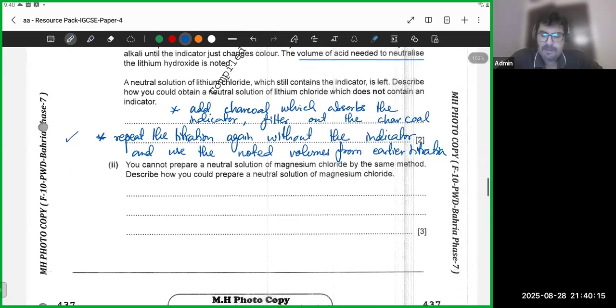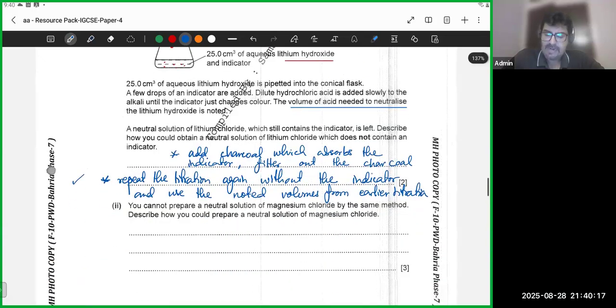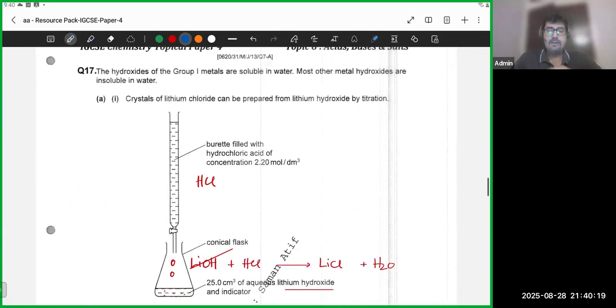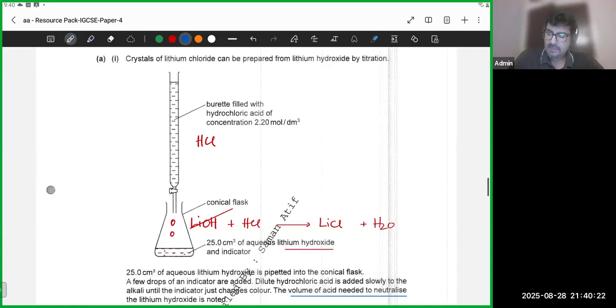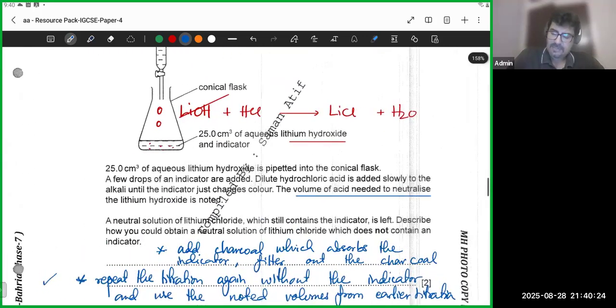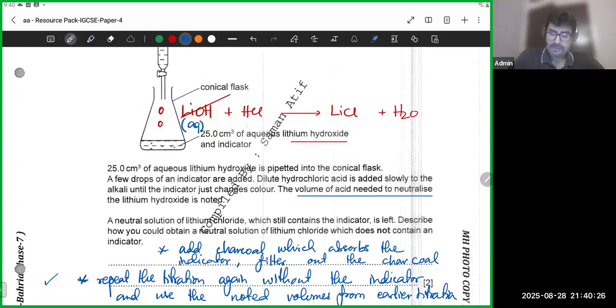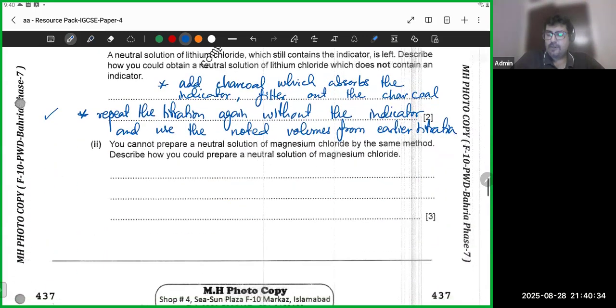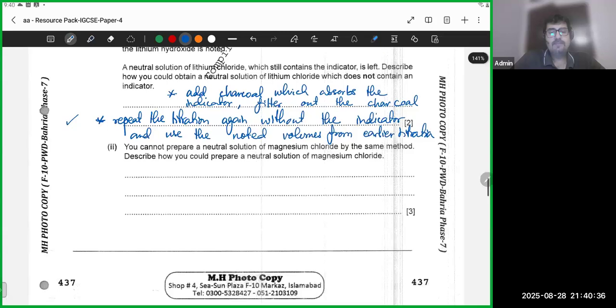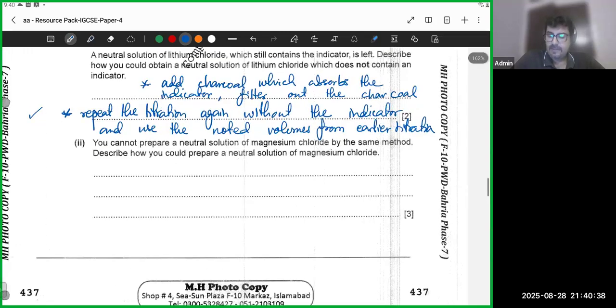Okay, next, you cannot prepare. Now remember, titration was used, if you remember salt analysis, if all your reactants and products were soluble. Group 1 salts are soluble. Lithium is group 1. Acids are soluble. Water is a liquid, right? So if all of them are soluble, you use titration.